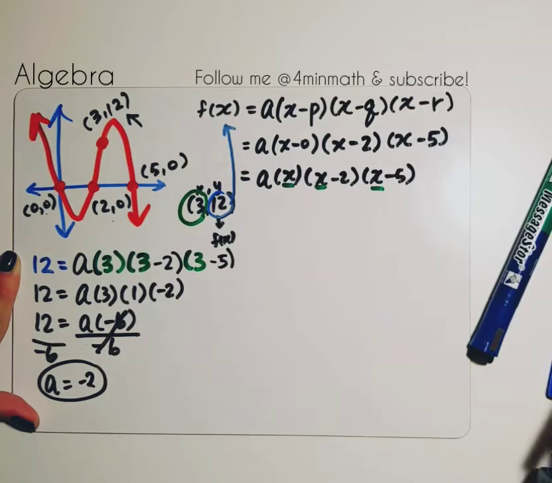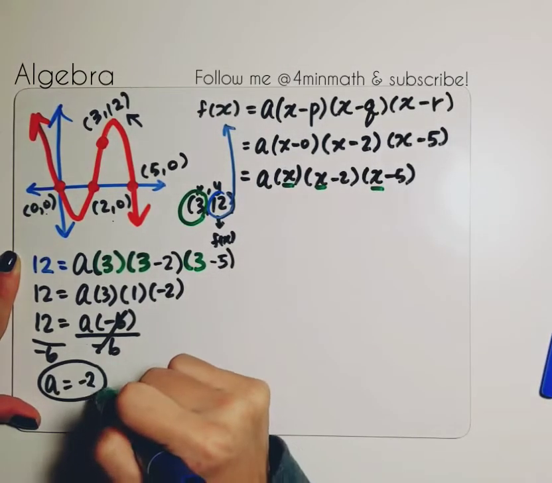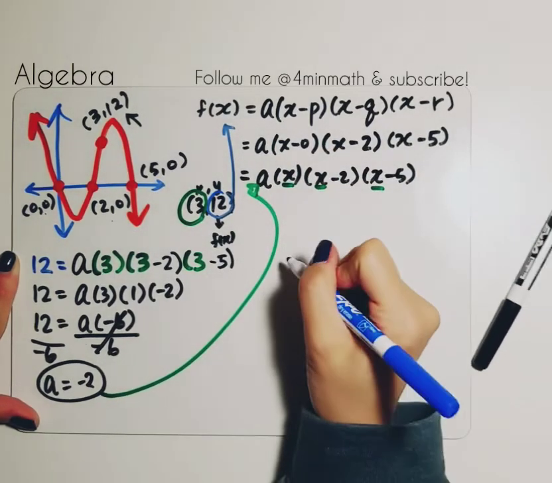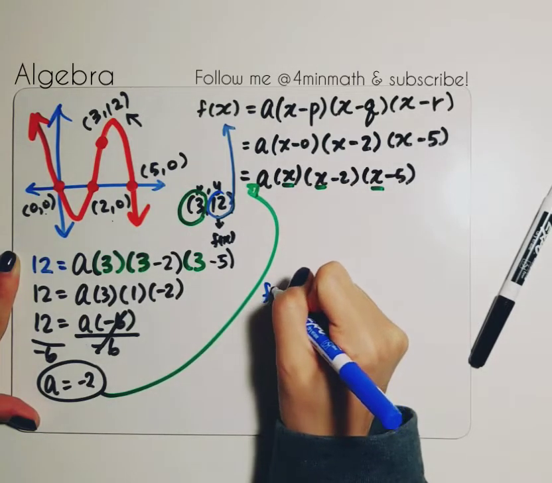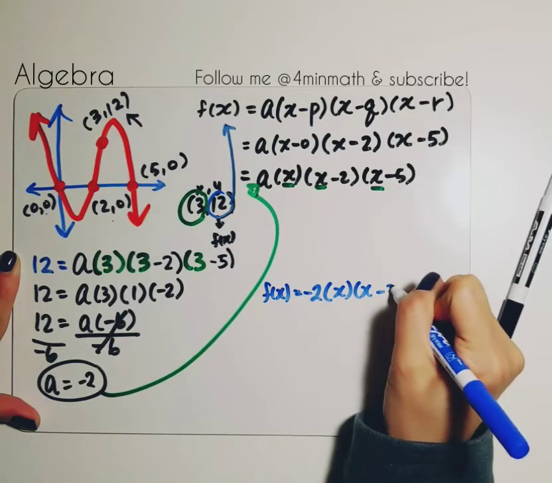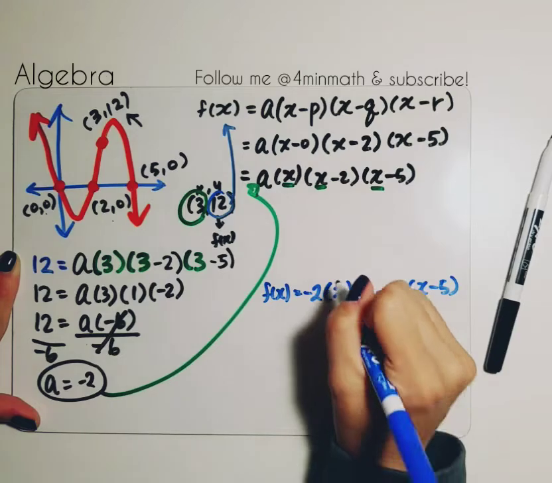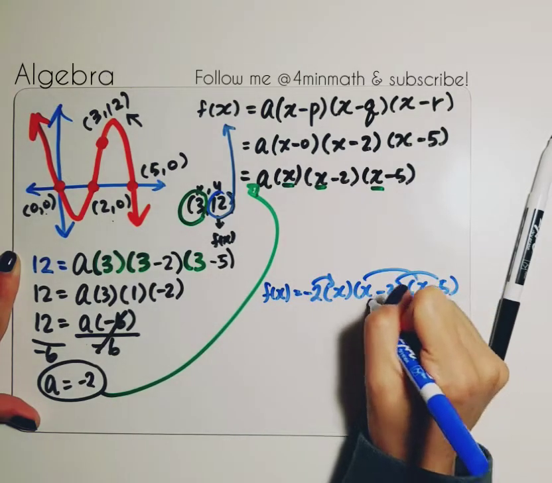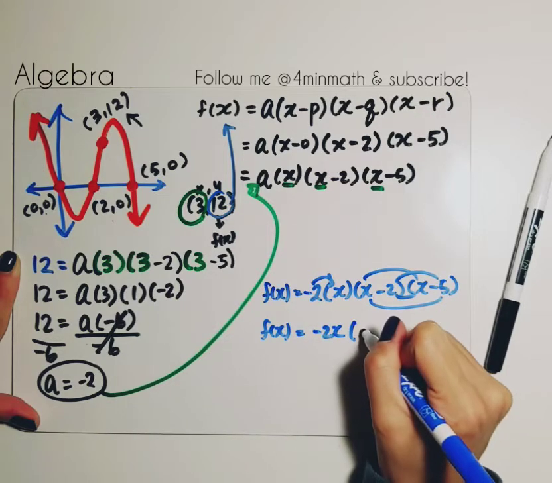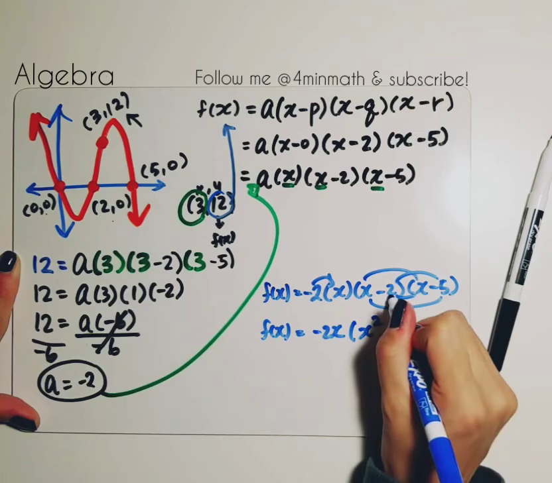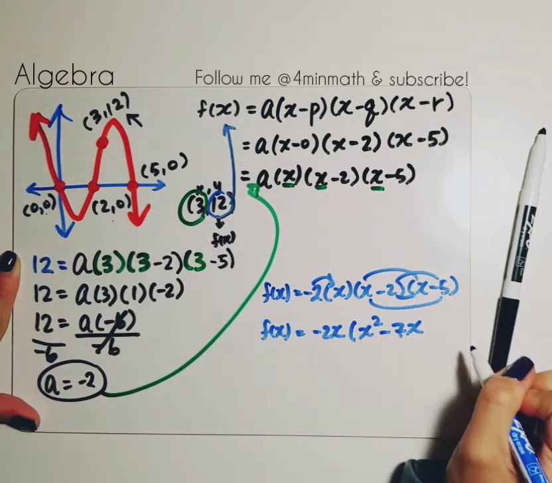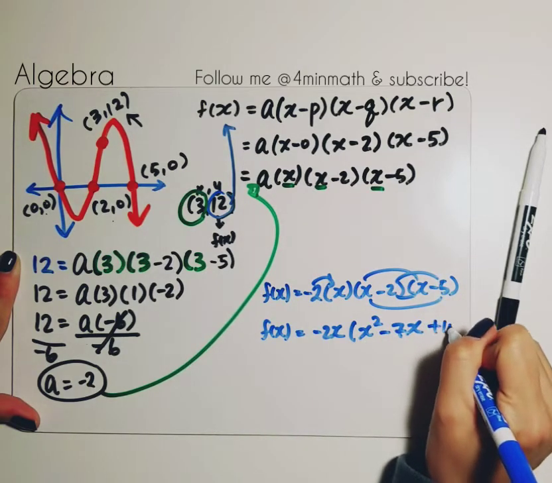Now that we found a, we're going to plug it all the way back in to right there. So let's solve. f of x is equal to negative 2 times x, x minus 2, and x minus 5. I'm going to multiply, I'm going to FOIL here. f of x is equal to negative 2 times, x times x is x squared, negative 2x, negative 5x is negative 7x, and then negative 2 times negative 5 is positive 10.